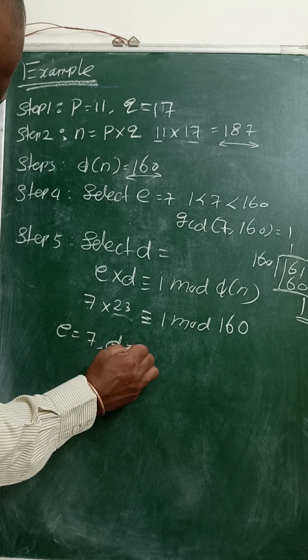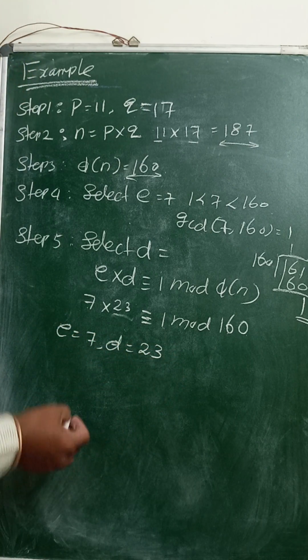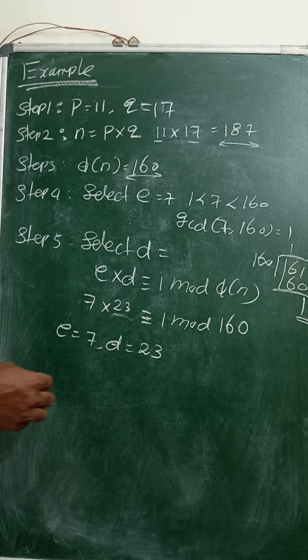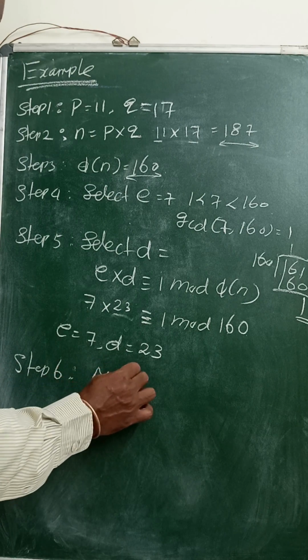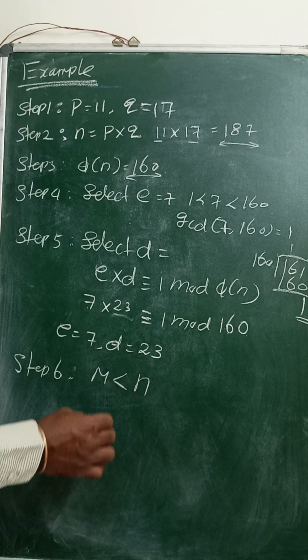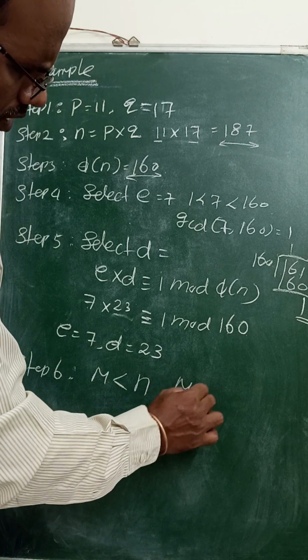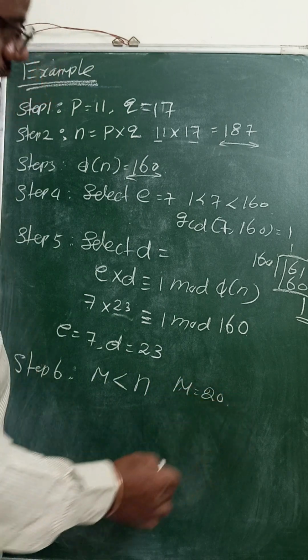We got the first condition going to be satisfied. So we select E equal to 7, D equal to 23. So having that, what is the number? We have N value equal to 187. Then go to step number 6, the encryption procedure.